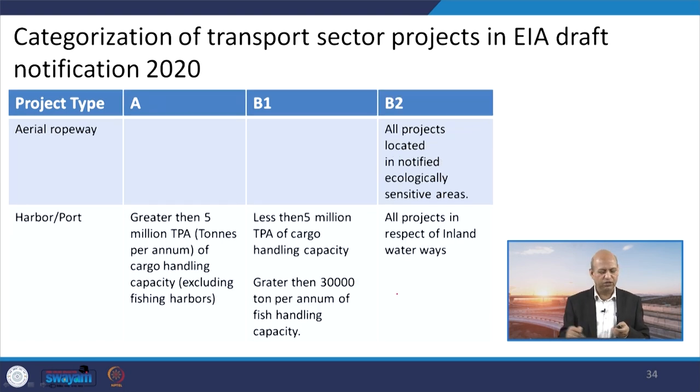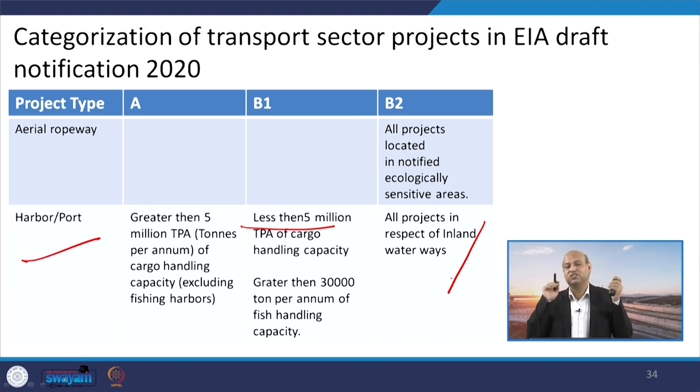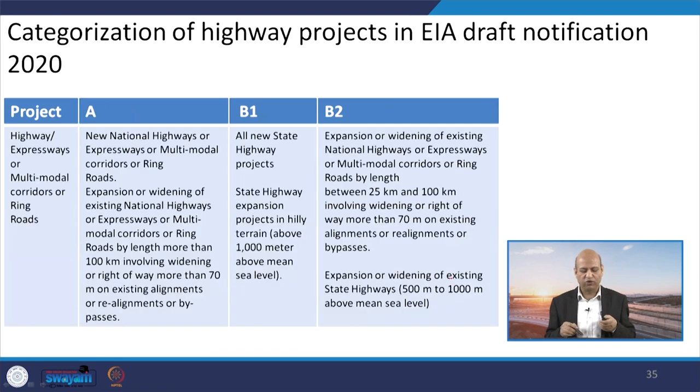So, you can see A, B1, B2. For harbor ports, earlier all ports with more than 5 million TPA, tons per annum, were in A, and then the B category was for less than 5 million. But the B2 category is now all projects in respect of inland waterways. There is a lot of focus by the government on inland waterways, earlier that was not specified properly. Now, in the B2 category it has been incorporated, that is a welcome step. Similarly, highways have been categorized into B1 and B2 depending upon their length and width, etcetera. These are listed here.